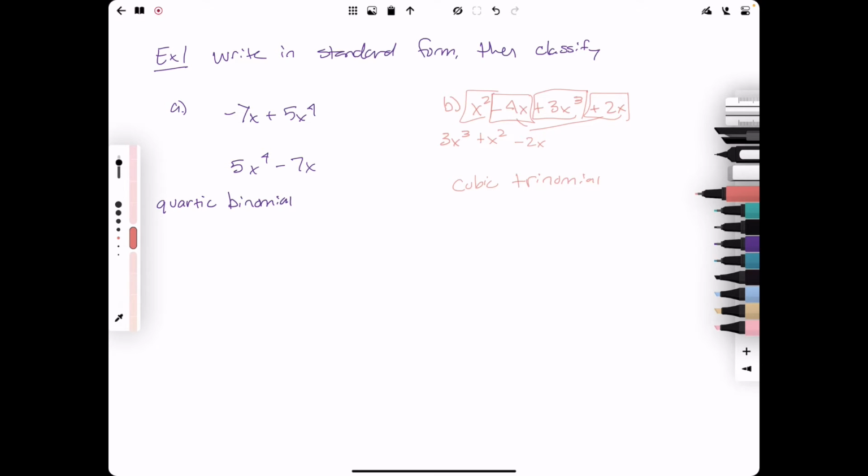Generally, when we're naming them, we classify by degree first, then by the number of terms. So it'd be a quadratic binomial, quadratic whatever, cubic trinomial, cubic binomial, cubic monomial. Okay? All right, let's keep moving.